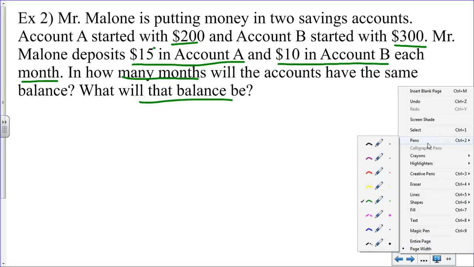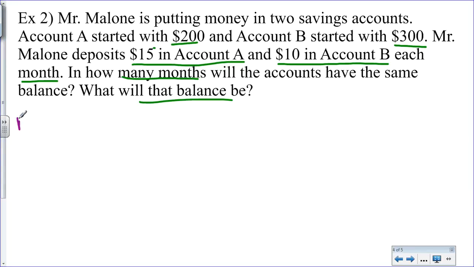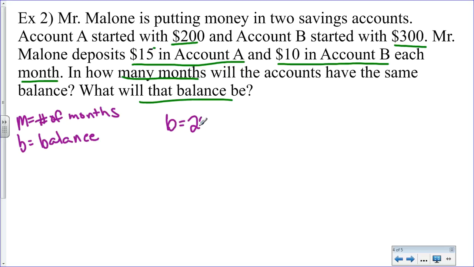Okay. So same idea here. The questions that they're asking are how many months. So we're going to use M for how many months. And we could use B for balance, or C. Let's not use C because it doesn't really match with our balance there. Balance. I'm going to write the two equations. So in this, the information is kind of mixed up. We actually want to make one equation for account A. So account A is going to start with $200, and he is adding $15 per month. Account B is starting with $300, and he's adding $10 a month.